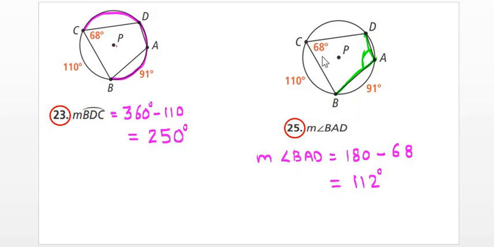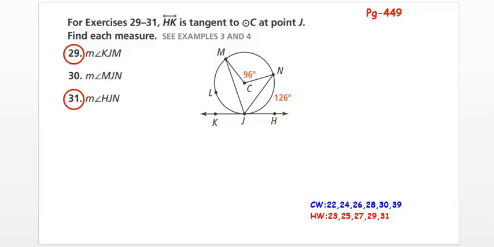Similarly, in question number 25, I have highlighted the angle they want us to find. They want us to find the angle BAD. Because it's an inscribed quadrilateral, or cyclic quadrilateral, the sum of the two opposite angles will be 180. So if you want to know one of the angles, you can subtract the given angle 68 from 180 to know the measurement of angle A. Clear?